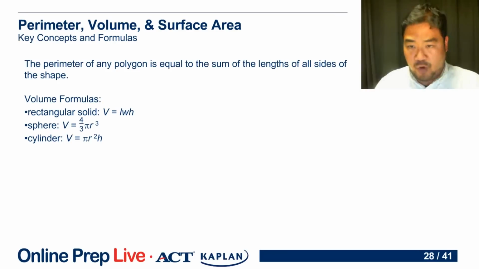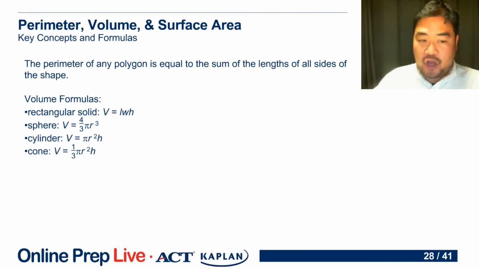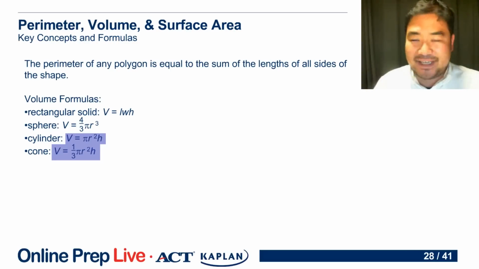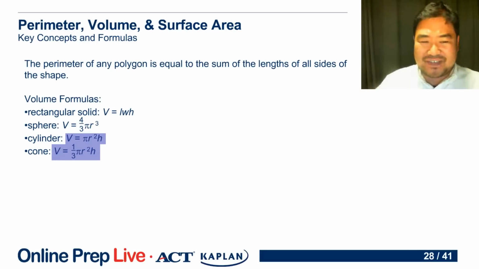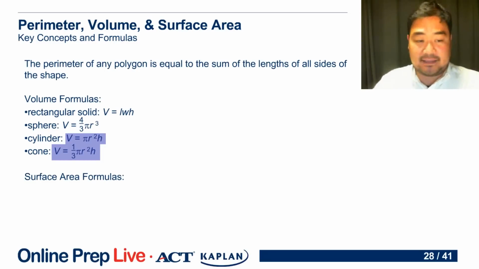Remember these volume formulas for ACT math test questions. And then the volume for a cone is 1/3 pi r squared times the height. Notice the one big difference between a cylinder, like a soup can, and a cone, like a traffic cone, right? The only difference between these two formulas is what? The only difference is the 1/3. So if you can remember that a cone is 1/3 of a cylinder, then that'll make remembering those two particular formulas a lot easier.